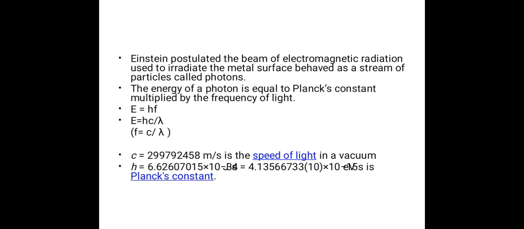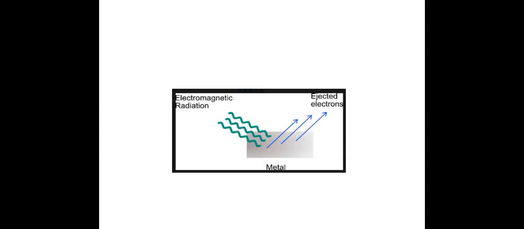So E is equal to h nu, E is equal to h c by lambda, where nu is equal to c by lambda. We have learned that earlier. And c is equal to the speed of light in vacuum, and h is equal to Planck's constant. So electromagnetic radiation is hitting on a metal and electrons are ejected.